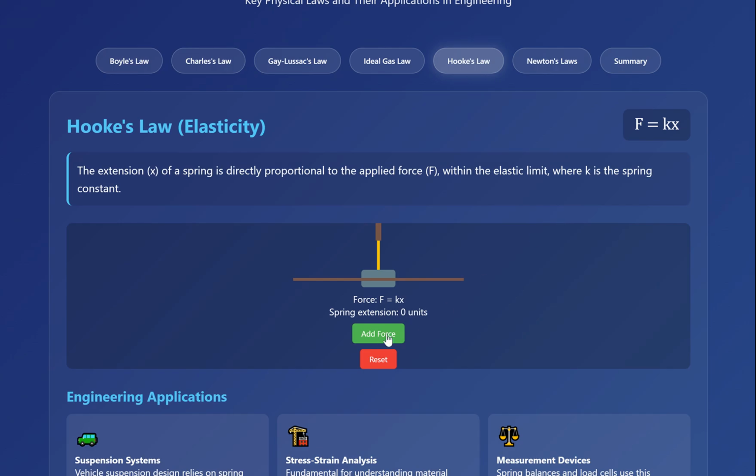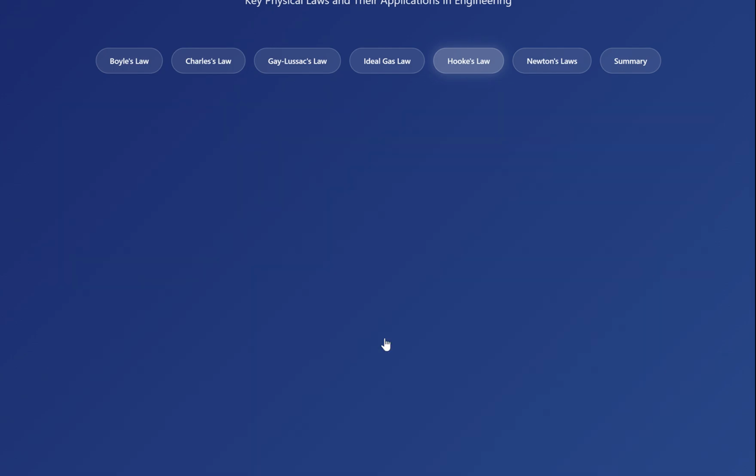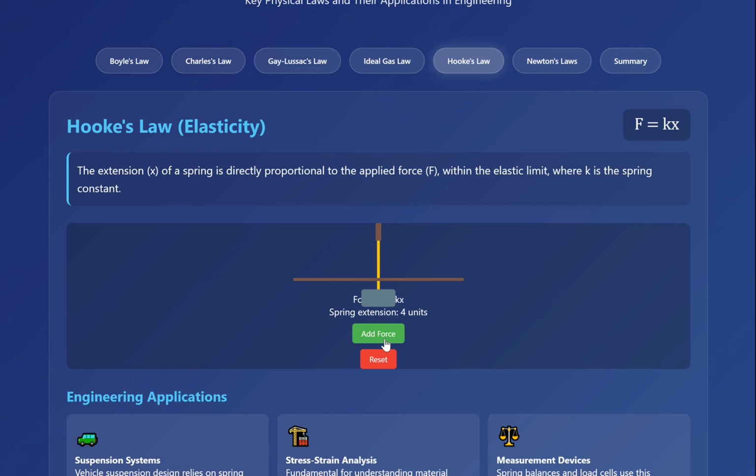This depends on the material of the spring. So when you apply a force, for example, let's add a force here. If I add force, it elongates. If I add more force, it elongates again. Another force, it elongates. Like that. You see, every time I'm adding force, the system is elongating, until a time it cannot go beyond. You see now, it is at maximum. If I add more than that, it cannot go beyond.